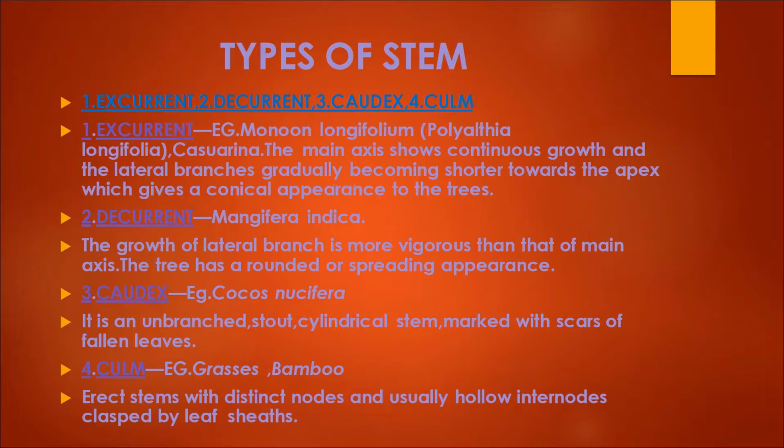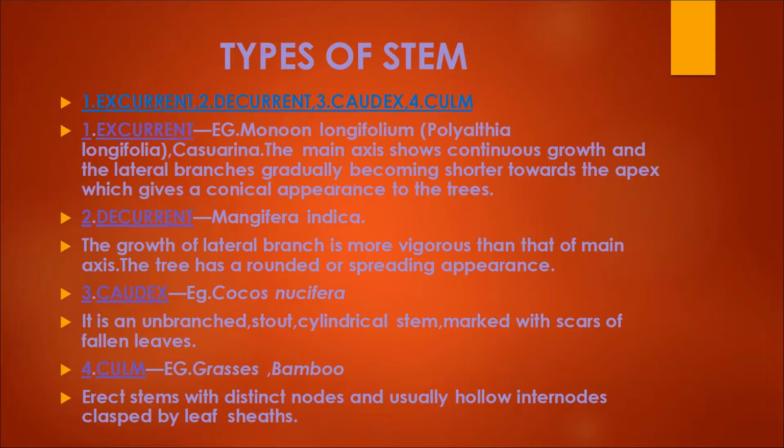Decurrent, in Mangifera indica, the growth of the lateral buds will be more vigorous than the main axis. And so the tree has a rounded or spreading appearance. Example, Mangifera or mango tree. Caudex, Cocos nucifera, that is coconut tree. Here it will have an unbranched stout cylindrical stem which is marked with the scars of fallen leaves. That is called caudex.